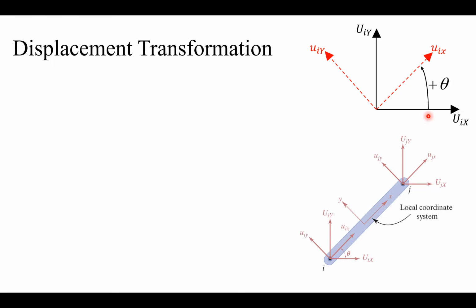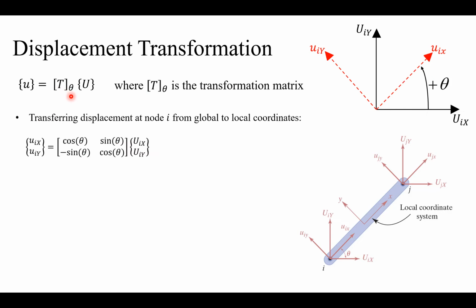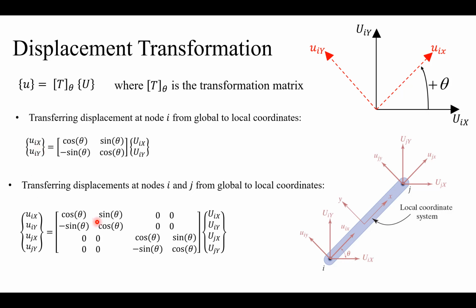If we want to find the relation between the displacement in global and local, we have to use a transformation matrix. We call that transformation matrix T theta, because the transformation depends on the angle, and it is defined as cosine theta, sine theta, negative sine theta, cosine theta. That's for the displacement of a node i, transferring it from global coordinate into local coordinate. If I want to write it for the whole element, which means for two nodes, I just need to write the transformation matrix again here. So in my 4x4 matrix, I place two transformation matrices. And that's the total transformation matrix for my element.